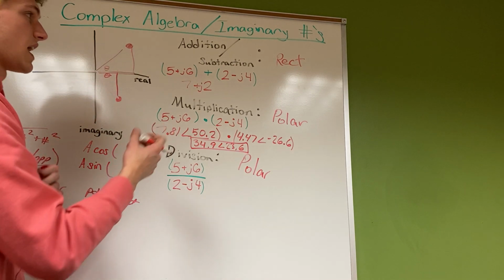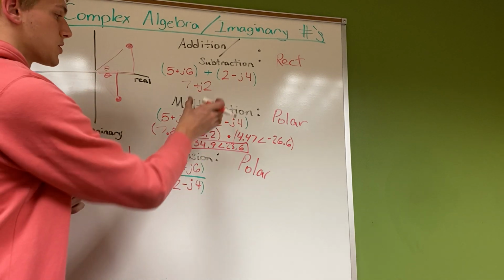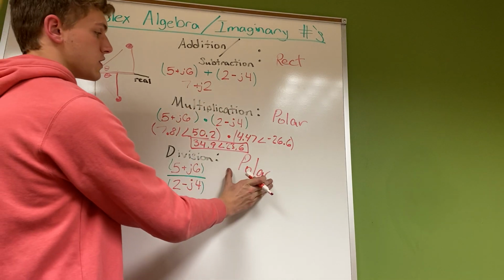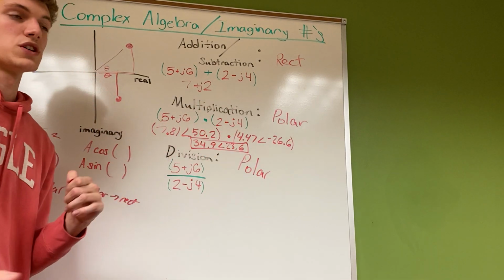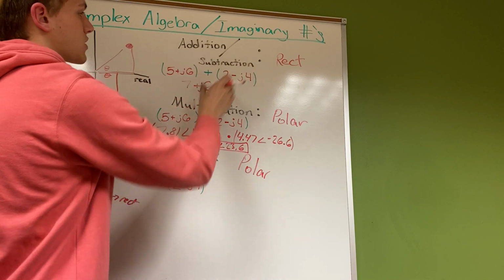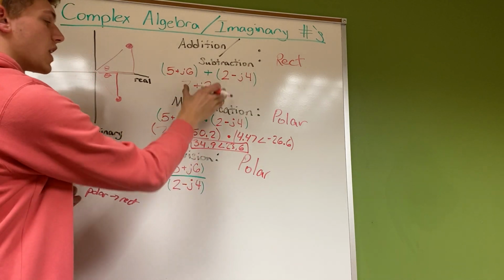But once again, the big idea out of this is that multiplication and division are way easier to do in polar, so we always want to switch to that. Whereas addition and subtraction are way easier to do in rectangular. Try to keep it in rectangular.